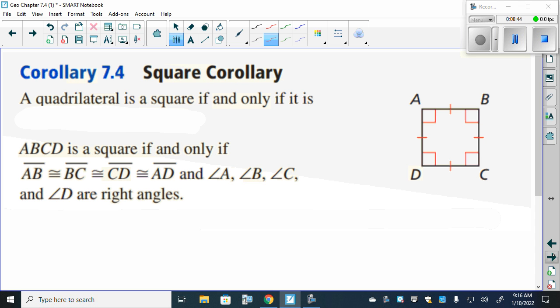A quadrilateral is a square if and only if it is a rhombus and a rectangle. Essentially, if and only if it has 4 right angles and 4 congruent sides. It has to have both of those properties for it to be considered a square.